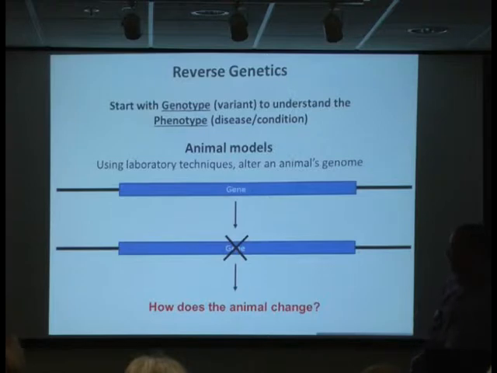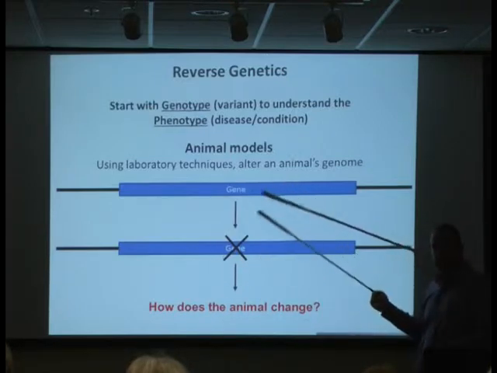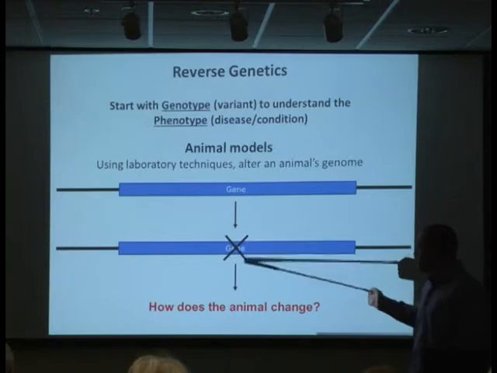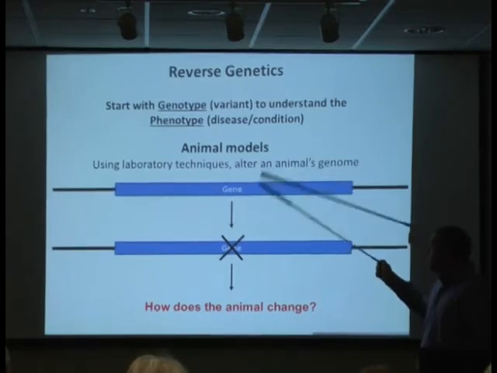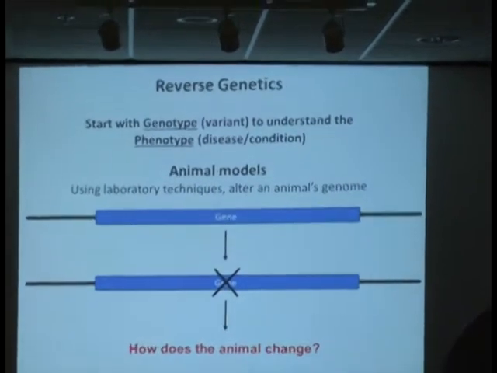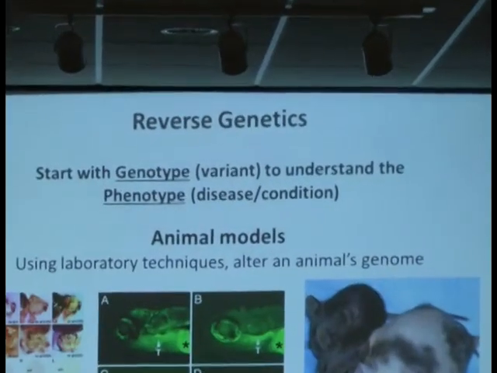So you have your favorite gene, and let's give an example of a mouse. You can use laboratory techniques to literally knock out that gene, so knock the function out, and that's what I'm describing here with the X. In these animal model systems, you're asking the question, what does this do to the animal? To try to understand what that gene does.